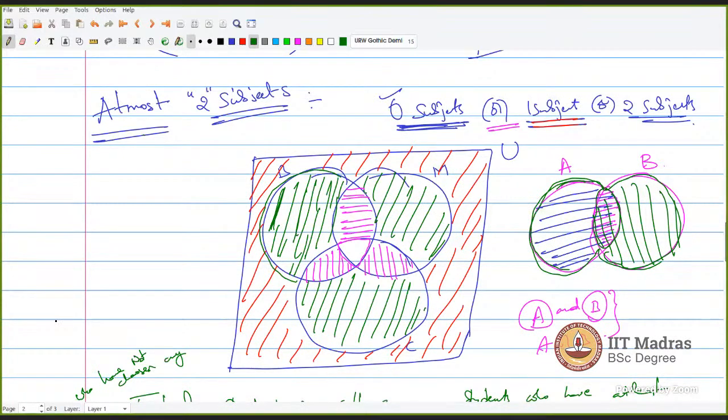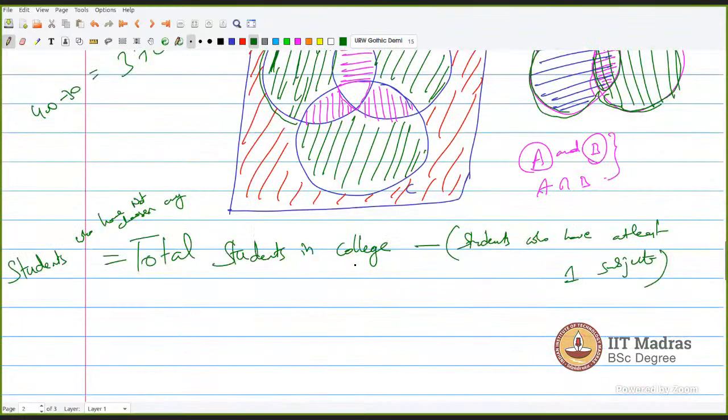No, but here in the question it is only given that 300 students have taken at least one subject. So students who have not taken any subjects will be 400 minus 300. So students who have not chosen any subject is the total number of students in that college minus students who have chosen at least one subject. So if I subtract, I will get the students who haven't chosen any subject. So 400 minus 300. This 400 is given to us and this 300 is also given to us. Actually, the cardinality of this red region is 100. So these are the students who haven't chosen any of the subjects.